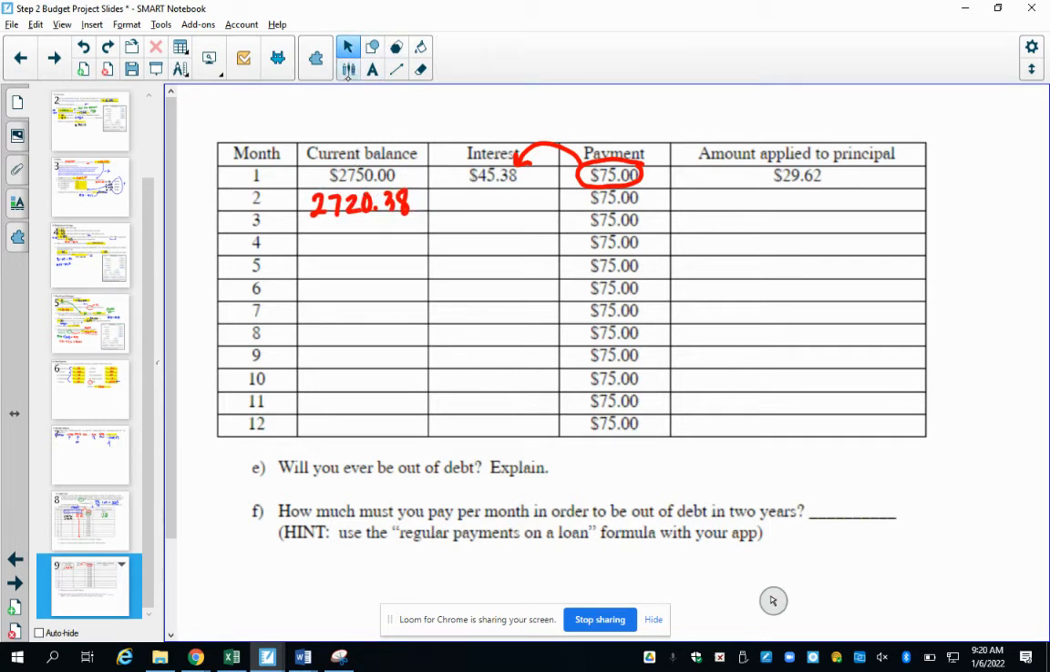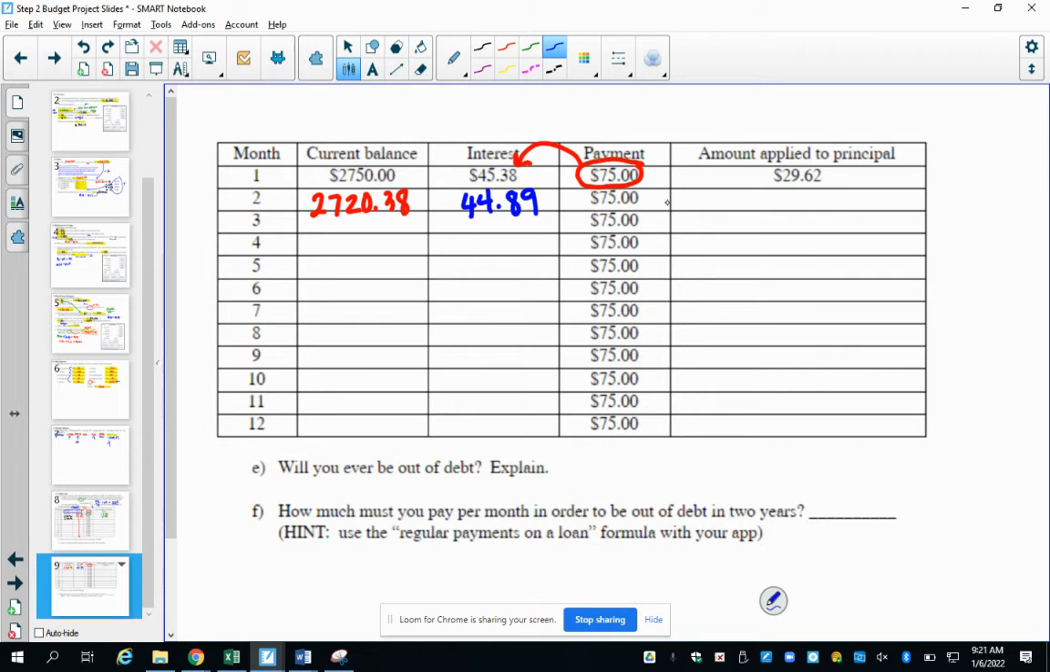Now calculate the interest of that. So you'll do 2,720.38 times 0.0165. Now your interest is $44.89. So because you made headway on your principal, your interest is lower, because now you owe them this much. So 1.65% of that is $44.89.